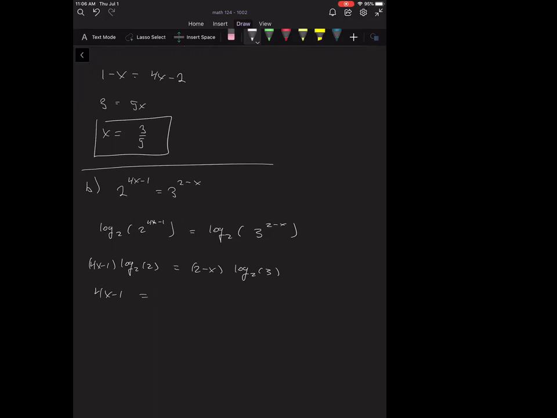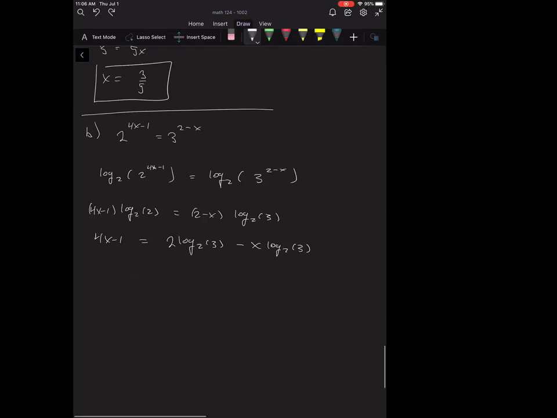So what we want to do is distribute this. We're going to have 2 log base 2 of 3, and then minus x log base 2 of 3. So just distributing this to here and distributing this to there. Now we want to get the x's on the same side. So let's move this over to the left and move this minus 1 over to the right. So we're going to have 4x plus x log base 2 of 3 is equal to 1 plus 2 log base 2 of 3.